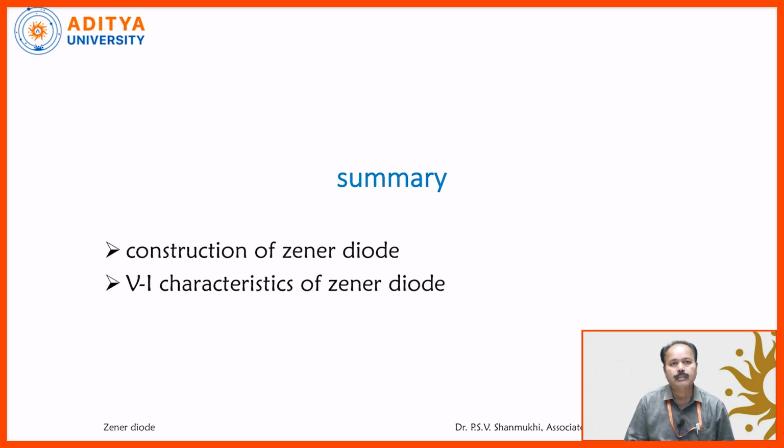So in this lecture we have discussed the construction. Coming to the summary, we have discussed the construction of the Zener diode, how a Zener diode is designed, and how it is different from an ordinary PN junction diode. We also discussed the VI characteristics of the Zener diode: the characteristics under forward bias and under reverse bias, and what the Zener breakdown is. All those things we have seen in this lecture.